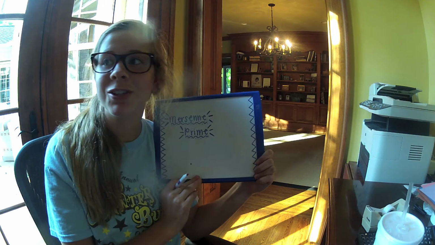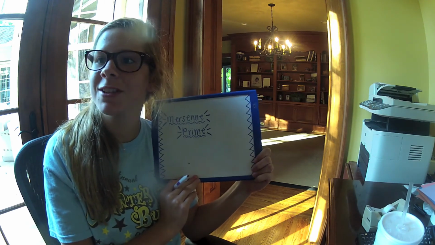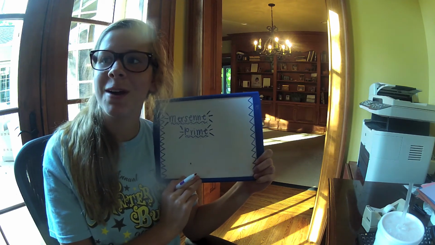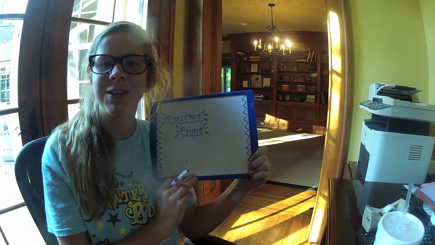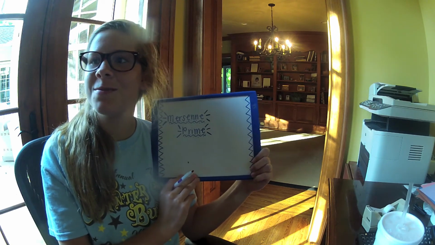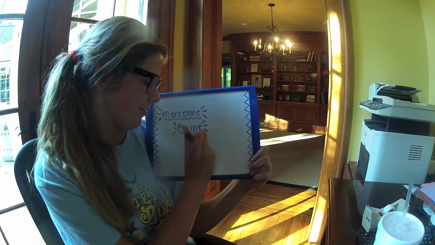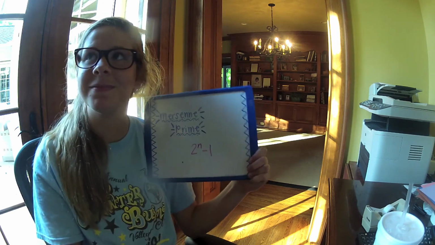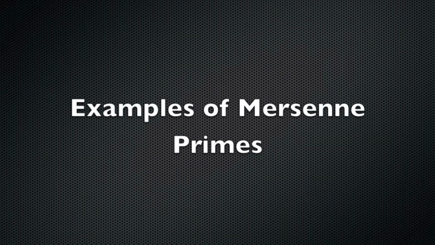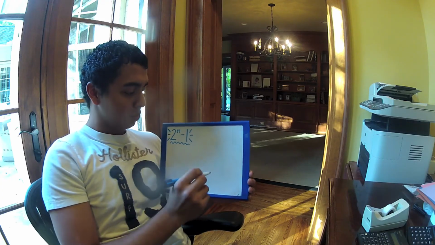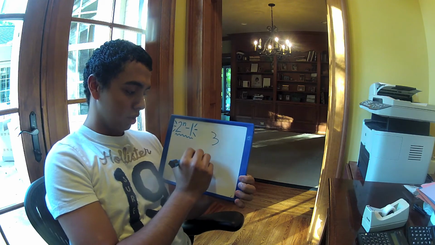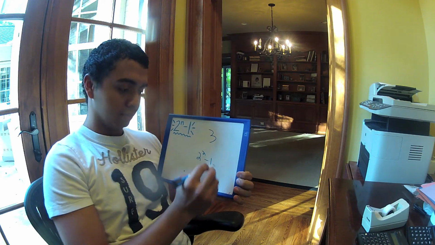Our first type of special prime is a group of primes known as Mersenne primes. These are primes that are 1 less than a power of 2. This is shown by the expression 2 to the n power minus 1. The first real Mersenne prime number would be 3, which is 2 to the second minus 1.